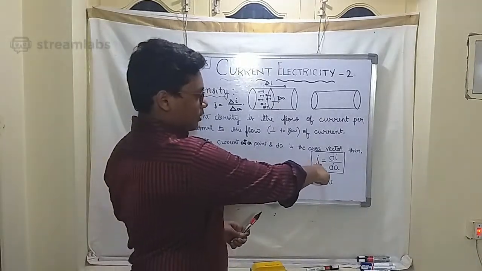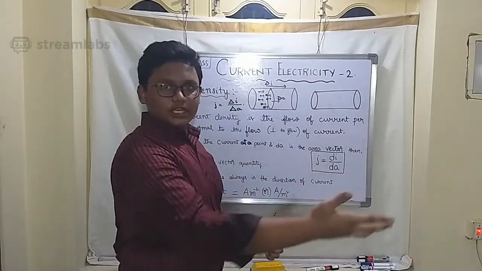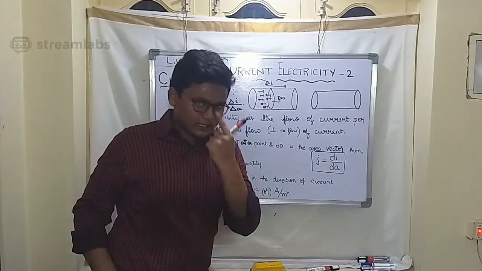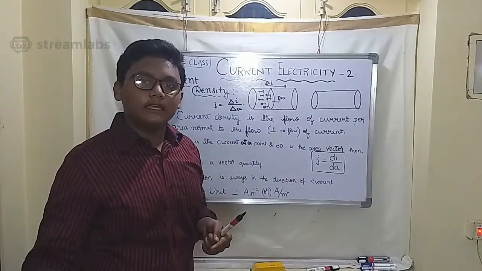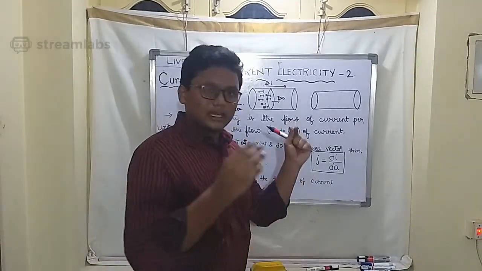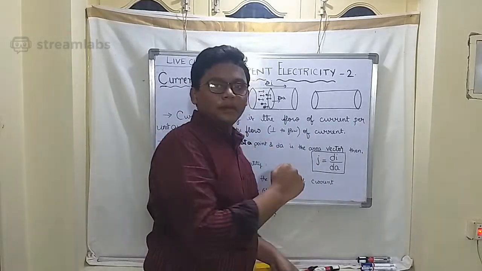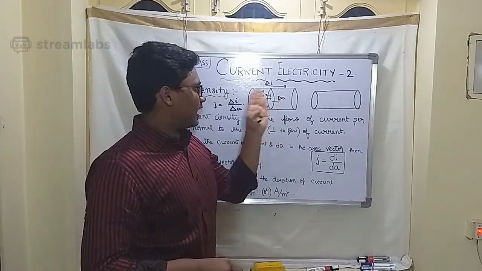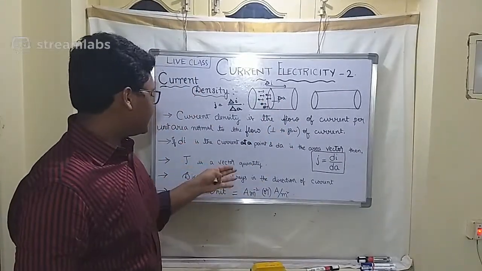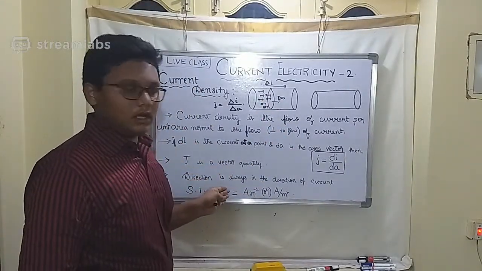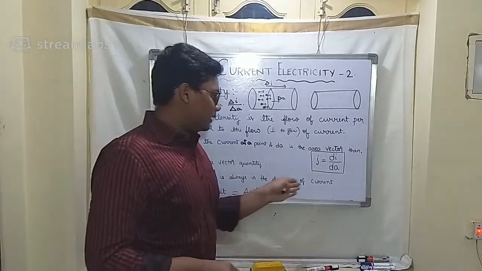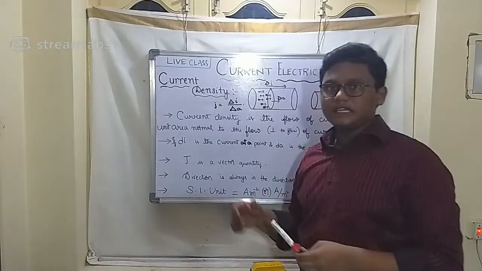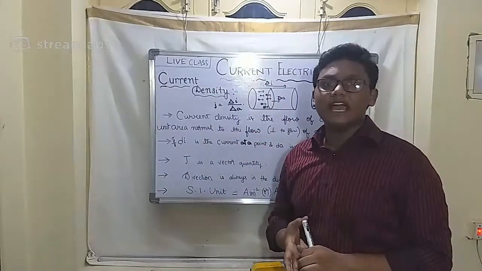Here also see the formula. I already explained that instantaneous I is equal to dI by dt. Similarly here, J at a particular point is dI by dA. dI by dA is the current flow at a particular point. J is a vector quantity, and the direction of current density is always in the direction of flow of current.